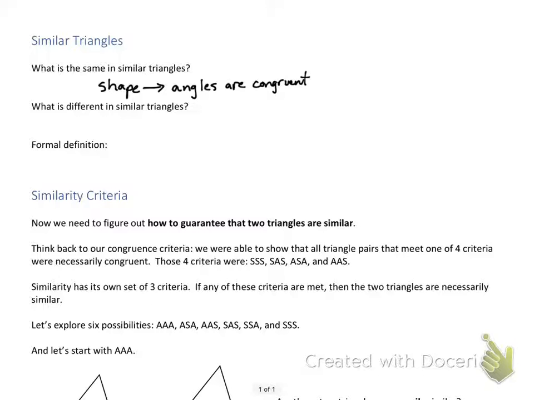Okay, so you've got two similar triangles. All the angles are congruent, but what's different? The size. And we say the size is different. What are we really saying? The side lengths are not the same. All right, now the side lengths are not congruent, but what are they? They correspond, and there's a word I throw out a lot.